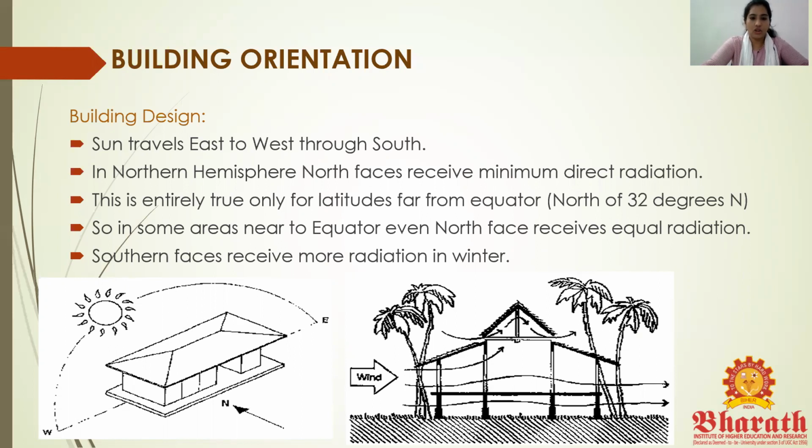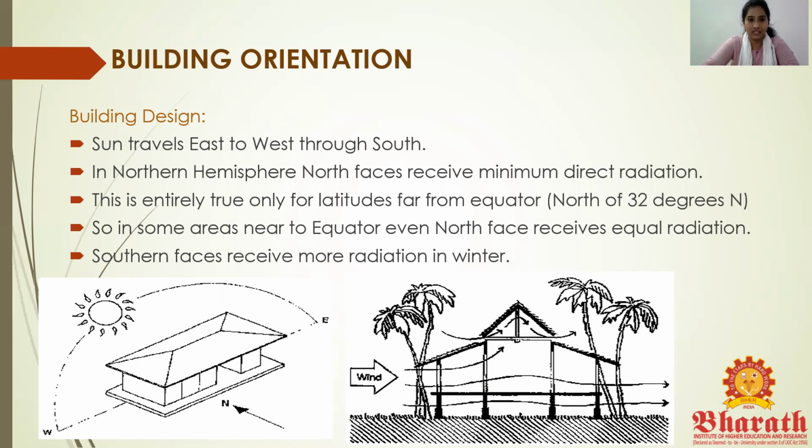In the northern hemisphere, the north faces receive minimum direct radiation. This is entirely true only for latitudes far from the equator. In areas very close to the equator, even the north face receives equal radiation, and the southern face receives more radiation in the winter. So understanding the location of a particular area helps us understand how the movement of the sun and the wind is going to be. Taking all of these things into consideration helps you define what is required in a particular place.